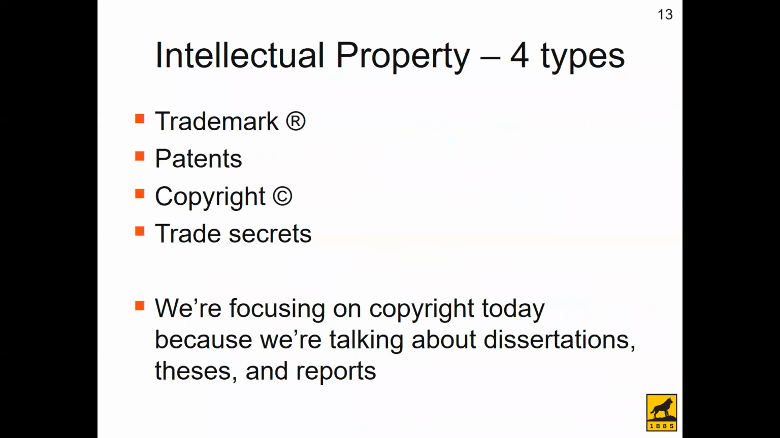So when we talk about intellectual property, there's even a subcategory of what those are. There are trademarks, those would be things with a little registered symbol next to them. There's patents, which are a form of intellectual property. There's copyright, which is what we're going to talk about today because that's what dissertations, theses, and reports do. And there's also trade secrets, like the recipe for Coca-Cola, or the Colonel's secret recipe for the breading on the fried chicken. Those are all intellectual property.